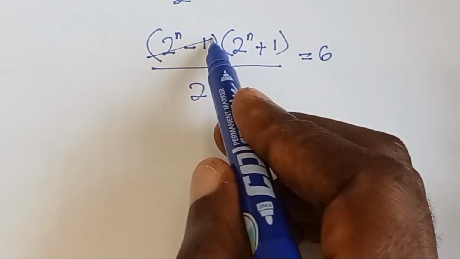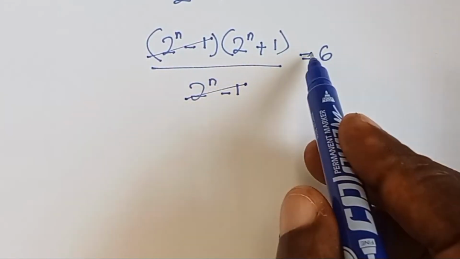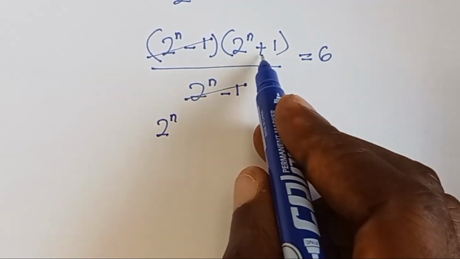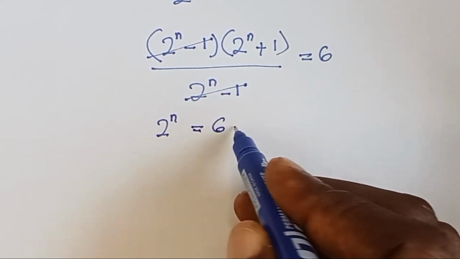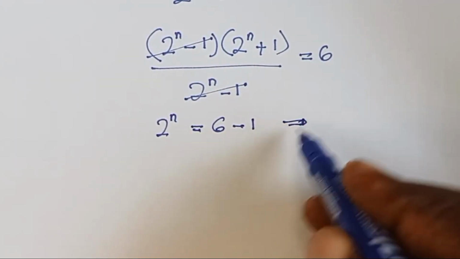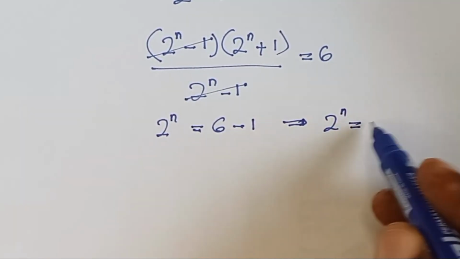Okay, so from there, 2 raised to power n minus 1 is common. We have 2 raised to power n minus 1 here. We cancel out this 2 raised to power n minus 1. And then we have this. So we have 2 raised to power n plus 1 equals 6. Then you move this plus 1 to the other side of that 6. So it becomes 6 minus 1. By the time you subtract 1 from 6, we have 2 raised to power n equals 5.